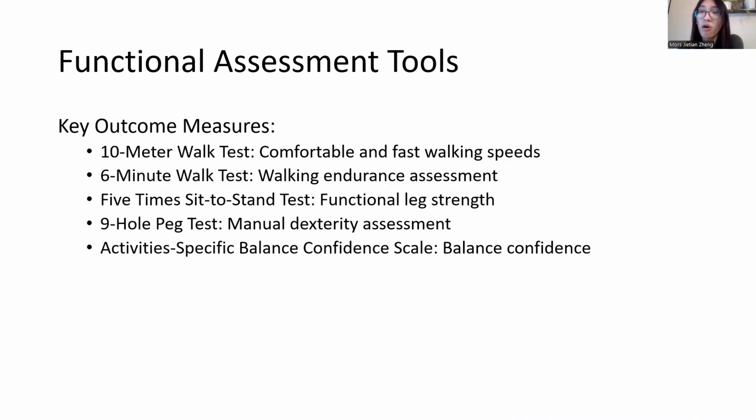The 5 times sit-to-stand test evaluates functional leg strength and has been shown to discriminate between fallers and non-fallers. The 9-hole peg test assesses manual dexterity, which is particularly important given that hand function problems are reported as one of the top contributors to disease burden. The activities-specific balance confidence scale measures balance confidence, which is closely related to functional mobility and fall risk.